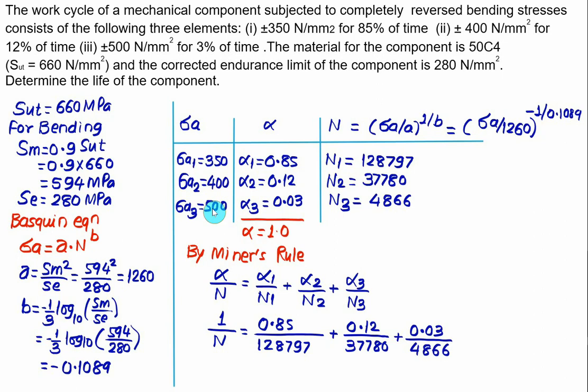Solve this equation. Naturally this will take some time to solve for N1, N2 and N3. If you solve it, you will get the value of N very close to 62723. This is the approximate answer I am giving you. Your value will be plus or minus 62723 cycles. But naturally this is a very time-consuming technique, so I just wanted to introduce you to Miner's rule, how to calculate the cumulative damage if a component is subjected to different types of alternating stresses for different numbers of cycles.